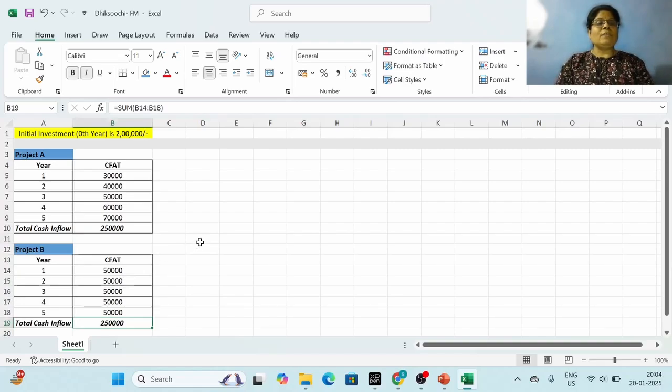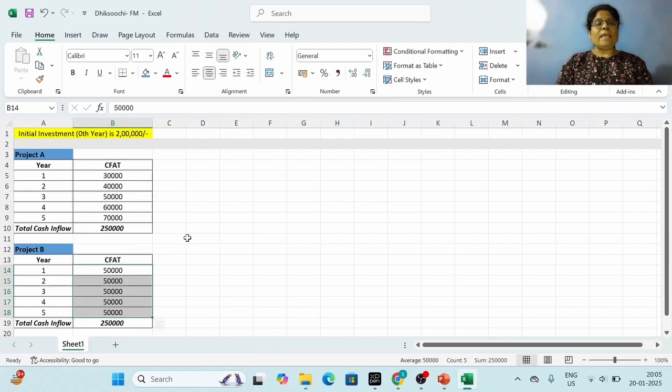Now, the investor would like to invest in only one project. He is having only 2 lakhs of rupees. Then, which project should be selected? Though the cash inflow is the same for both the projects, the cash flow after taxes varies from year to year in both. Now, in this situation, the investor can take a decision by applying the techniques which are worth for his investment. Those techniques, as I told you, can be ARR, PB, NPV, IRR, and PI.